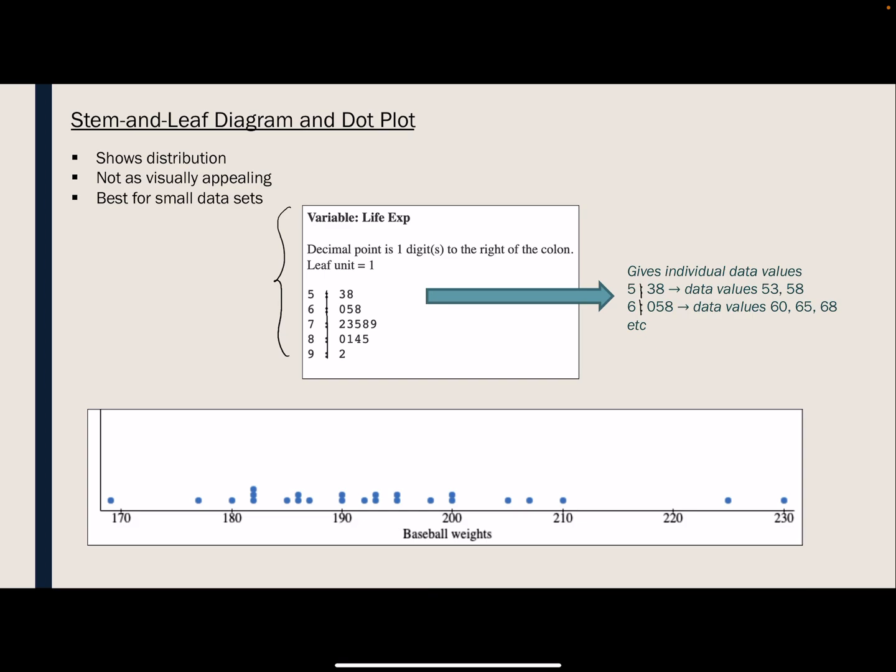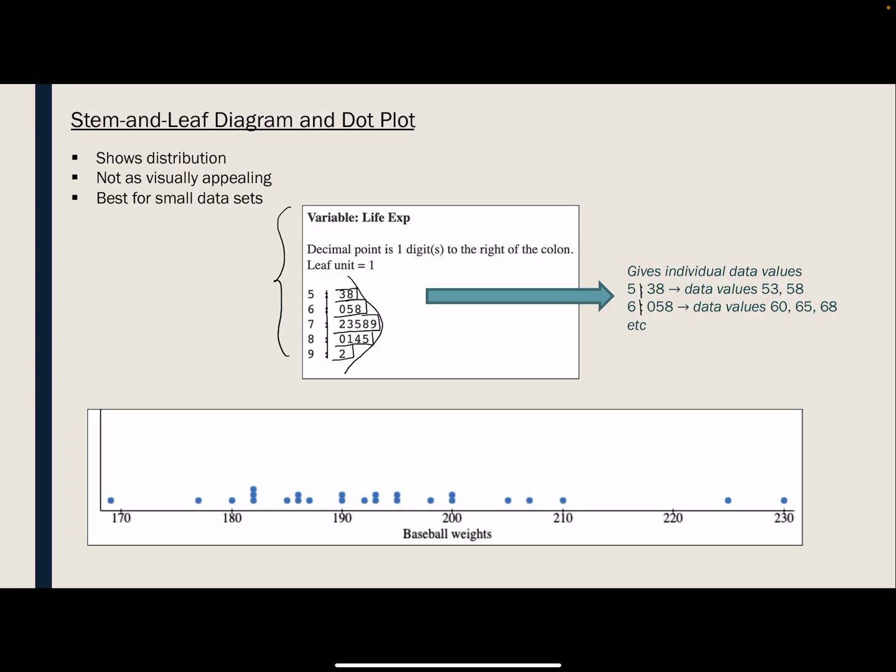Stem and leaf diagrams are good if you have a small amount of data, a really small amount of data. And if you turned it sideways, you could see that this is going to kind of look like a histogram if you were to make these all the bins here. So it's going to look the same shape as a histogram, just turned on its side.